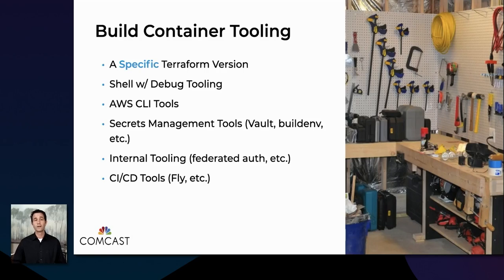AWS CLI tools, or whatever other cloud environment we may need. We put our secrets management tools in there, which include Vault and build-env, which we'll get to later. And then finally, some internal tooling, for instance, federated authentication tools. And if you need any additional tools for your CI/CD system, like Fly or something like that.